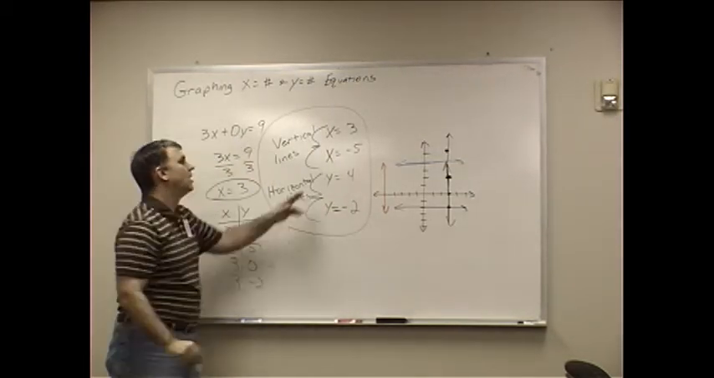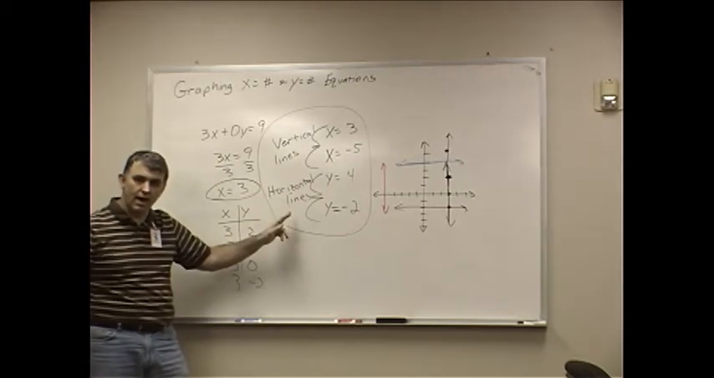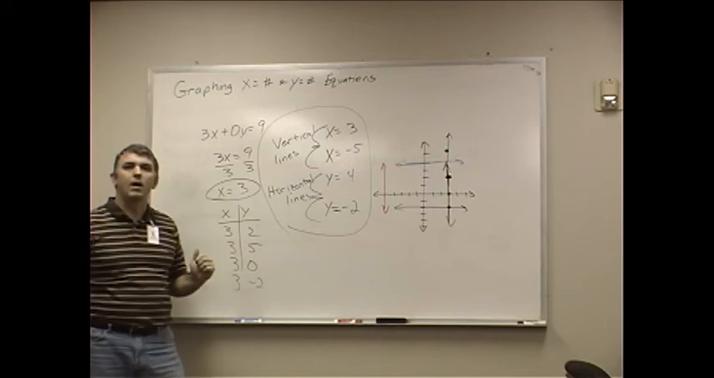Memorize. X equals lines are vertical. Y equals lines are horizontal. You've got the background for why that happens.